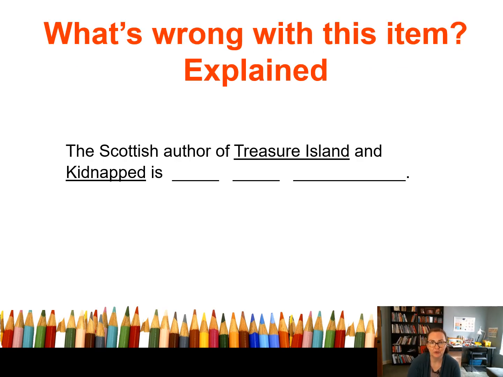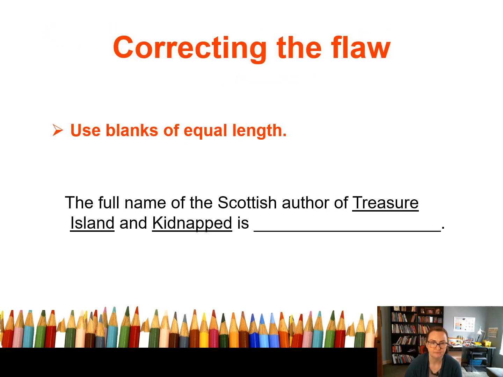You're giving a clue. Because of the length of the blanks, you want to make sure that you're not giving a clue. The answer is Robert Louis Stevenson. It tells you that Stevenson is the longest word, and so you've unintentionally told them that they're looking for an author with 3 names and a longer last name. Use blanks of equal length. Just give them 1 line to write the author's name.